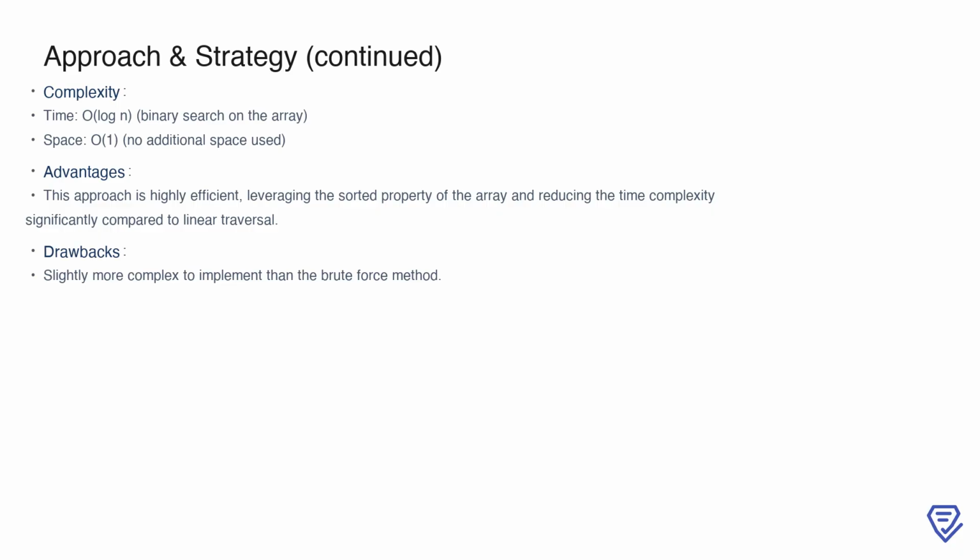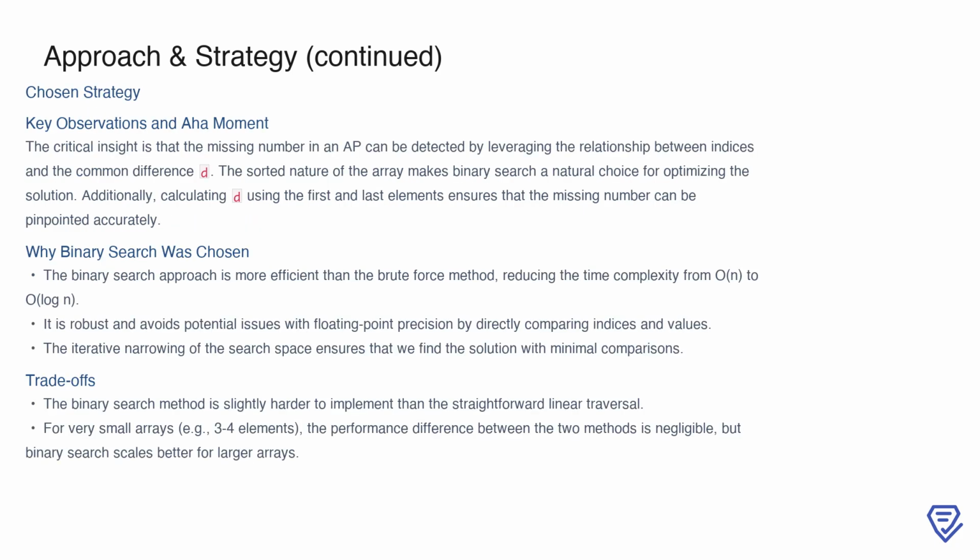Nevertheless, the efficiency gained, particularly for larger arrays, makes it a compelling choice. By leveraging the sorted property of the array, this method ensures that the missing number is identified with minimal computational effort. The chosen strategy is based on a key observation: the missing number in an arithmetic progression can be detected by utilizing the relationship between indices and the common difference d.